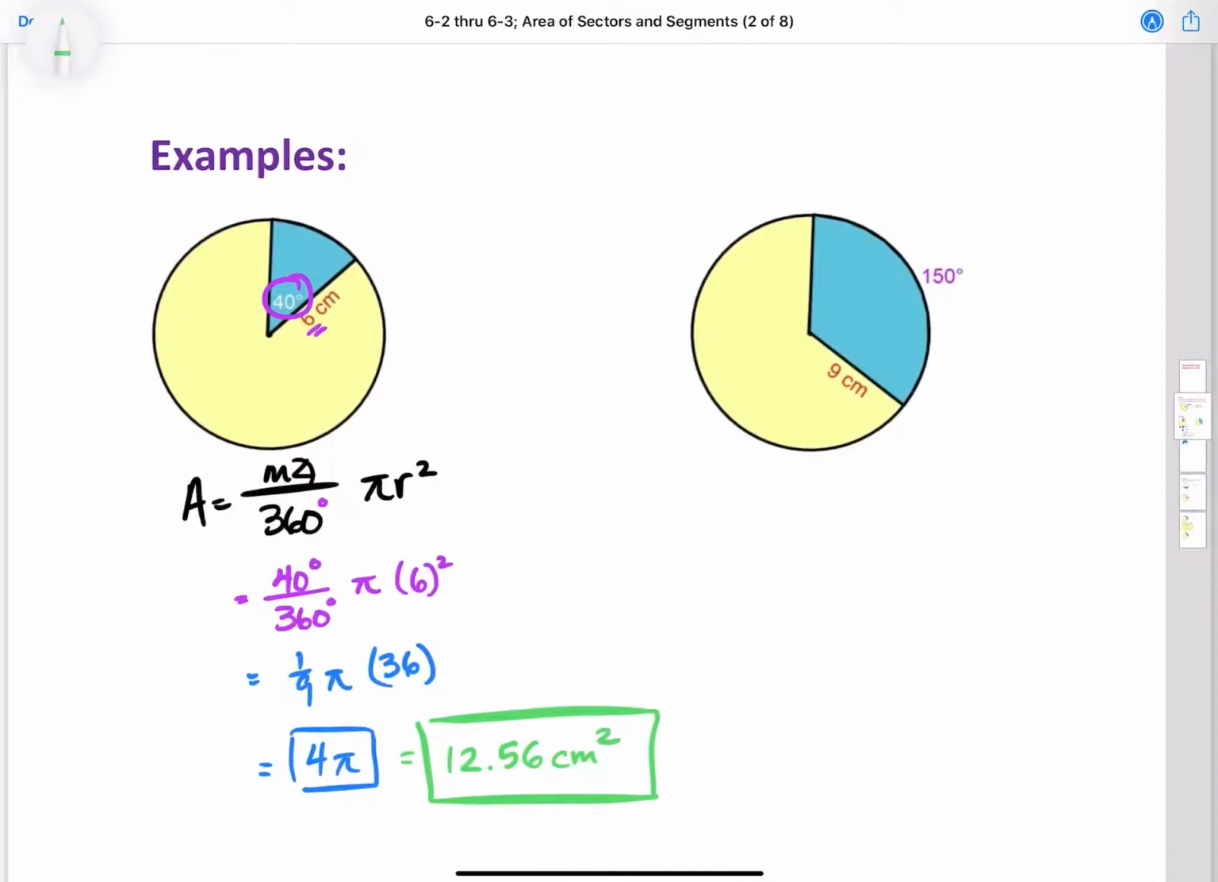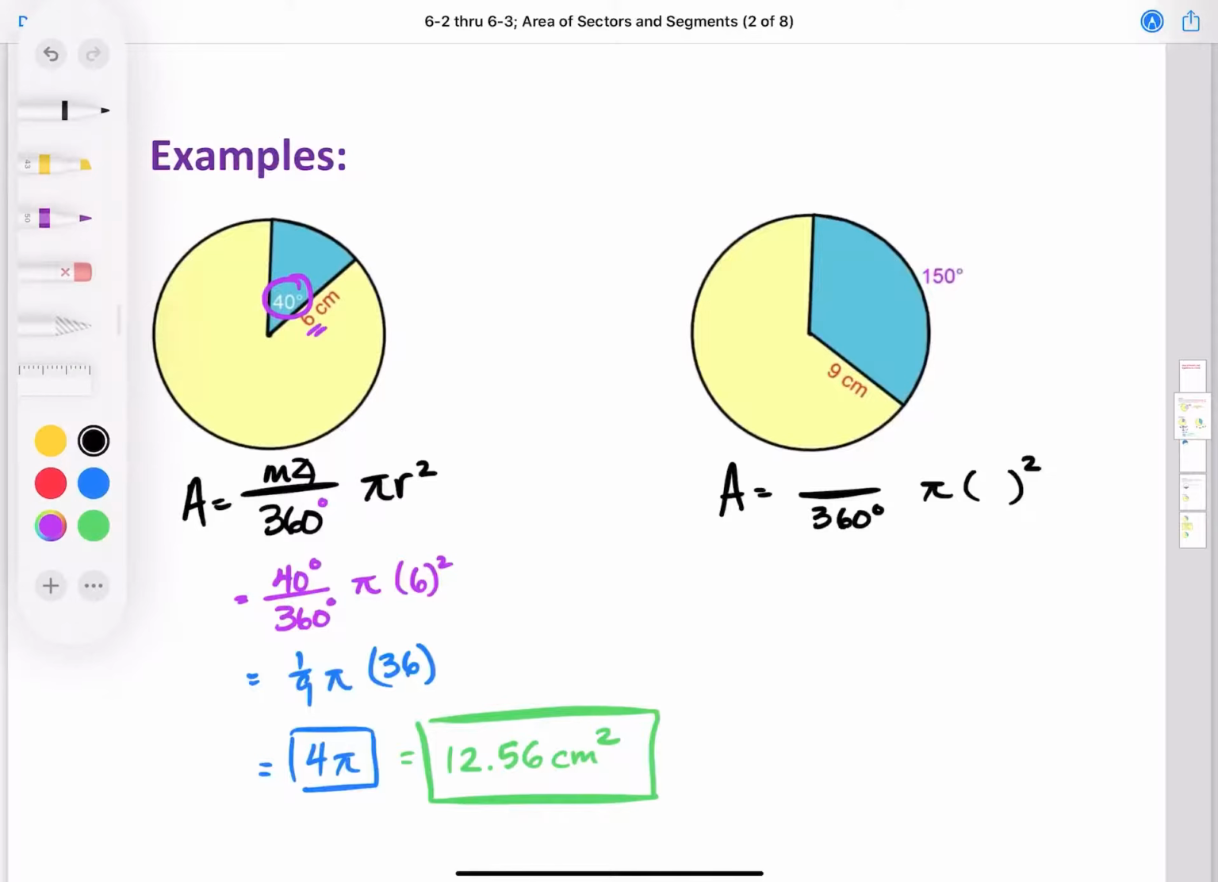Let's take a look at the second one just to make sure that we got this. Again, we're going to use our formula. The area is equal to, and I'm going to fill in that measure of the angle. We have 360 degrees on the bottom. We're going to do pi times the radius, which we'll fill in, and square. So I'm just going to substitute the information here. The angle measurement that we have here is going to be 150 degrees. This time they gave us the measure of the arc, which is the same thing as our central angle. So our central angle is also 150 degrees.